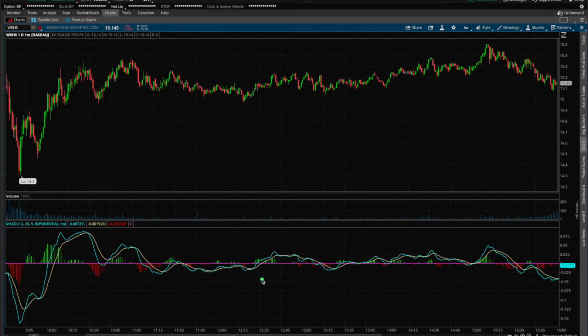And basically any moves of the MACD EMA lines above the zero line crossover from below would be considered bullish and a reversal of the stock. And this is where you'd want to be long in the stock or close any short positions.